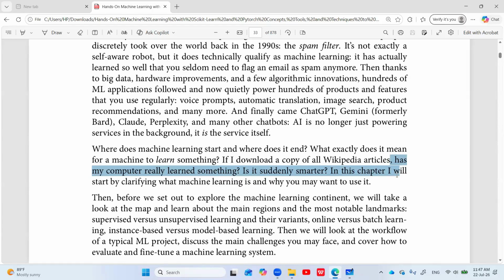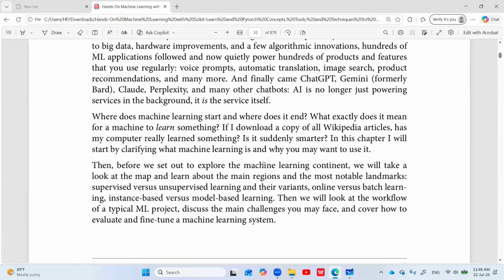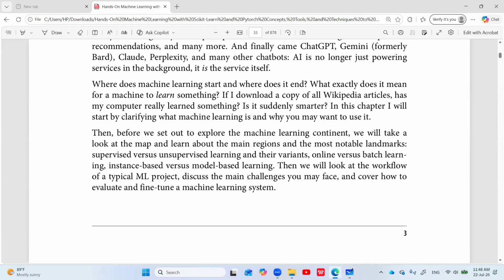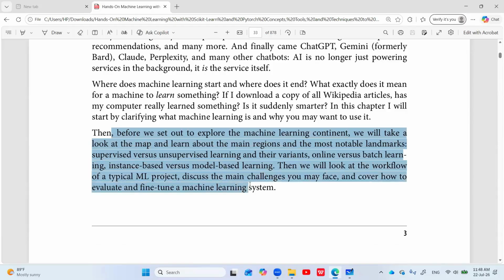Has your computer learned something by that? No, right? Is it suddenly smarter? No. In this chapter, I will start by clarifying what machine learning is and why you may want to use it. Then before we set out to explore the machine learning continent, we will take a look at the map and learn about the main regions and the most notable landmarks.